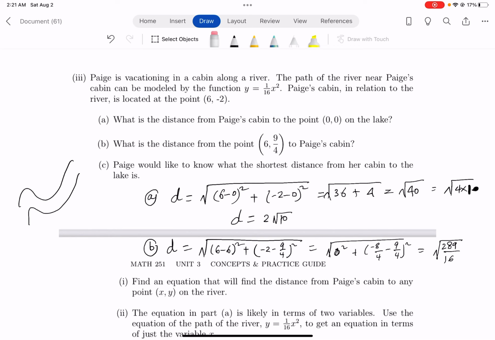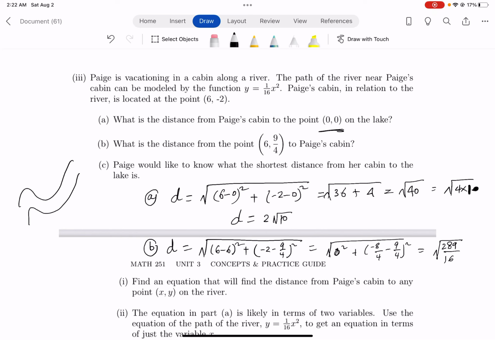Okay, what's next? Paige would like to know the shortest distance from her cabin to the lake. Where is the lake now? What is the distance from Paige's cabin to the point (0, 0) on the lake? So (0, 0) is the lake. Now he wants the shortest distance between the cabin and the lake.